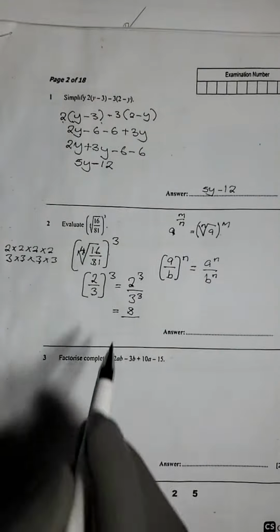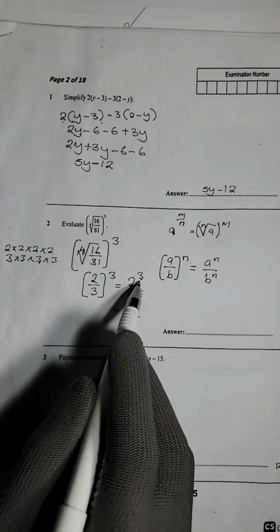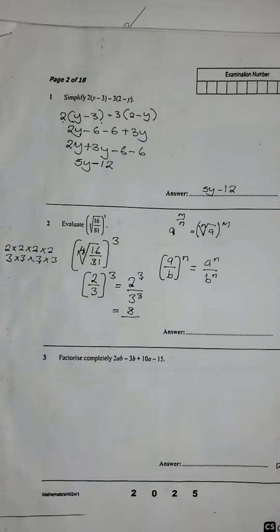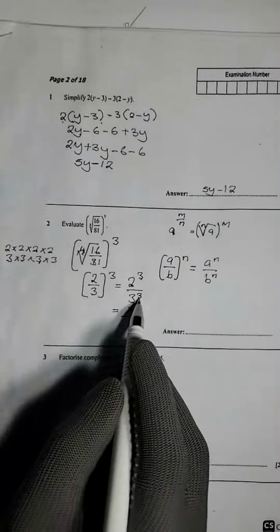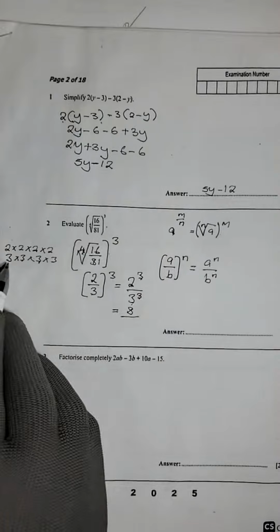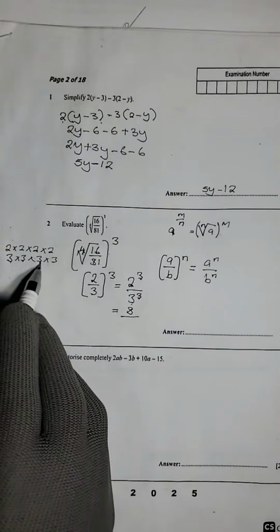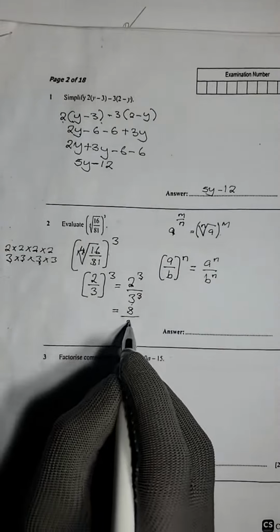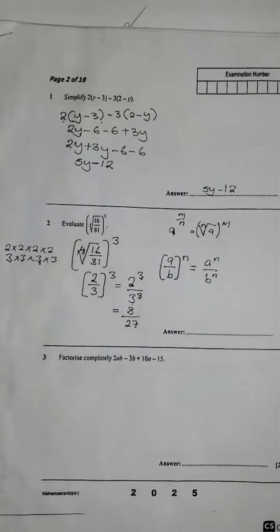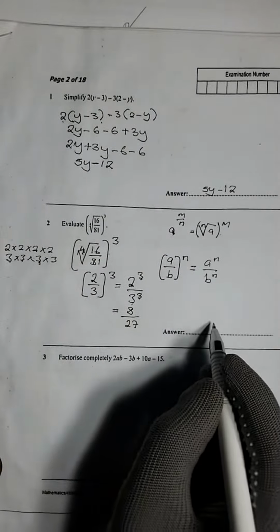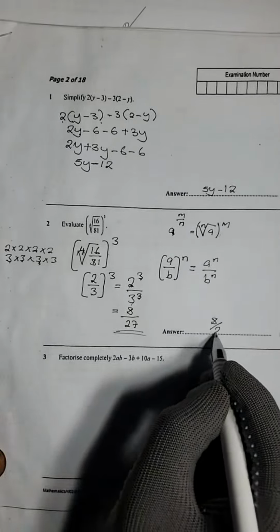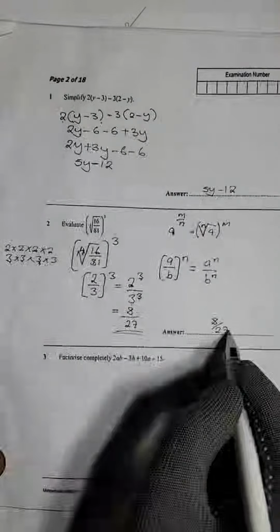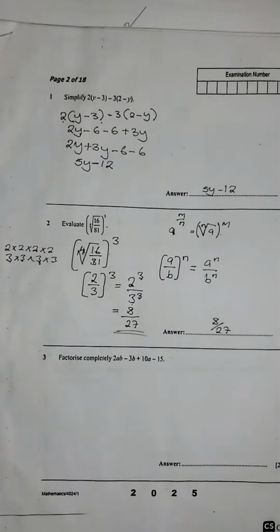When you multiply 2 by itself 3 times... All right, how about 3 to the power 3? 3 to the power 3 means 3 times 3 times 3, which is 27. So this is the final answer: 8 over 27. It's as simple as this.